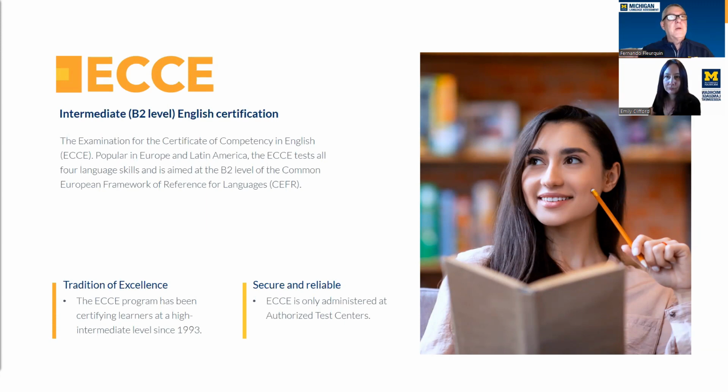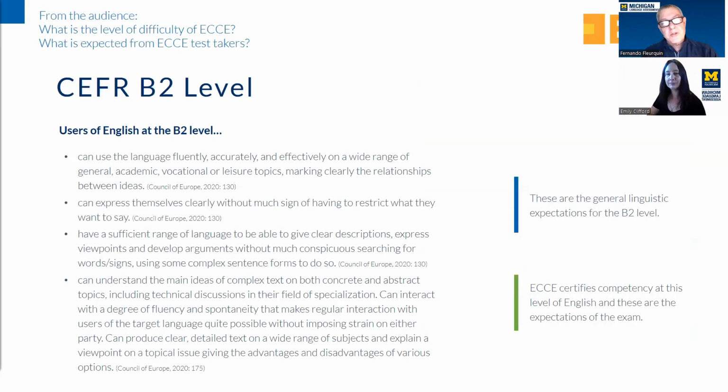But if we move on to the next one, part of your questions were related to the level of difficulty of the ECCE and what is expected of students at this level. Well, we're basically following the guidelines from the CEFR, the Common European Framework, for the B2 level. So you have a lot of information about that and what defines that level, what characterizes students' proficiency at this high intermediate level of proficiency, obviously.